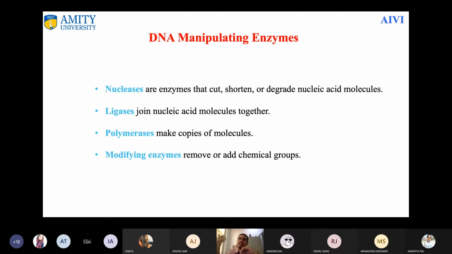So this is the second class of your enzymes. What types of ligase are there, how you get them, how they work, and what their process is, we will discuss in detail later.